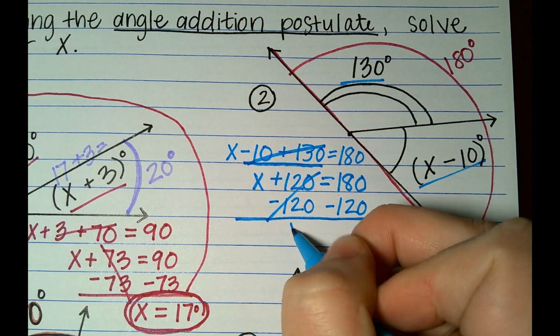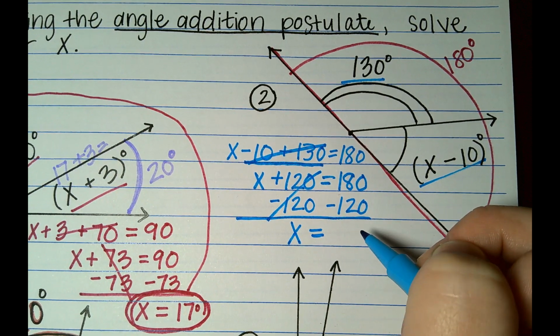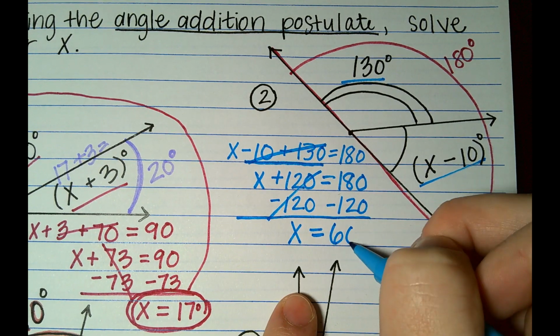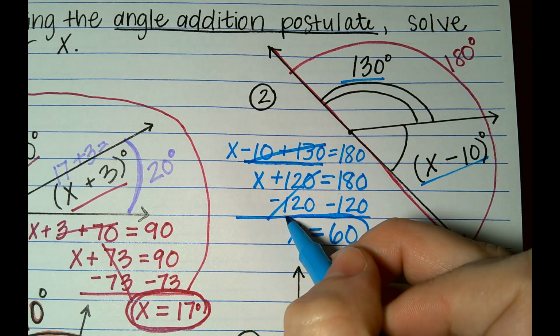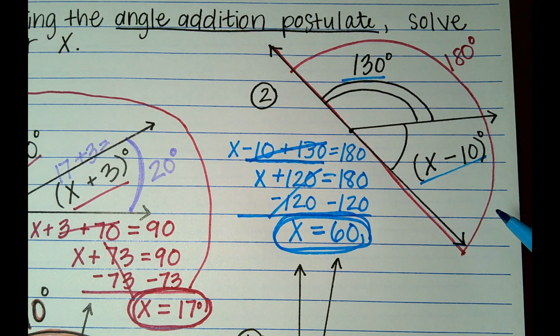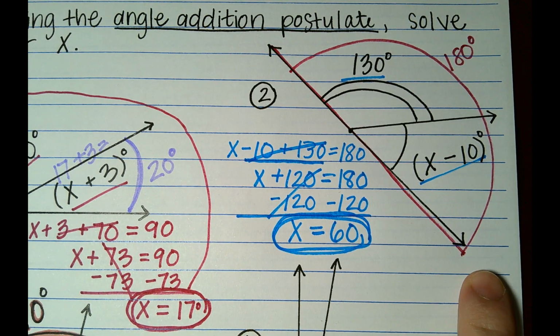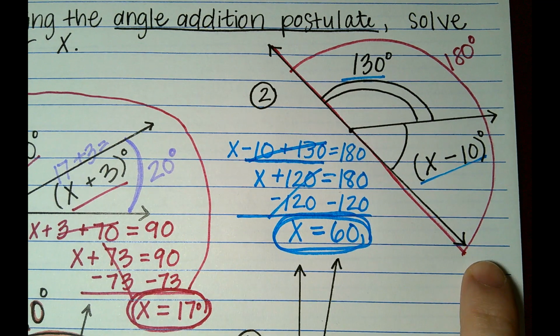And cancel, so x equals 160. What? X equals 60. Good. X equals 60. Perfect. 60 minus 10. Yes, comes to 15. Perfect.